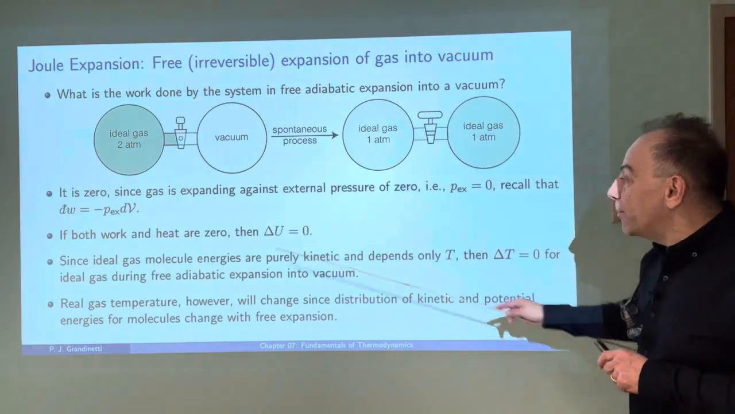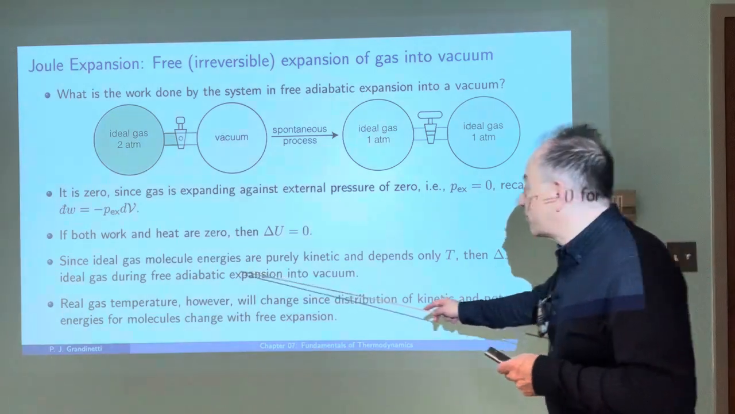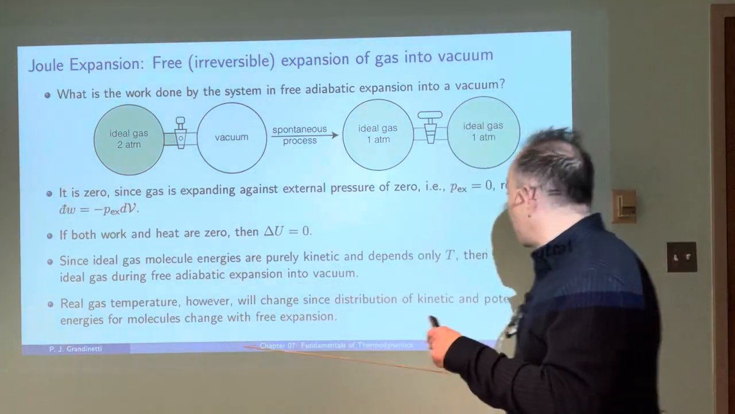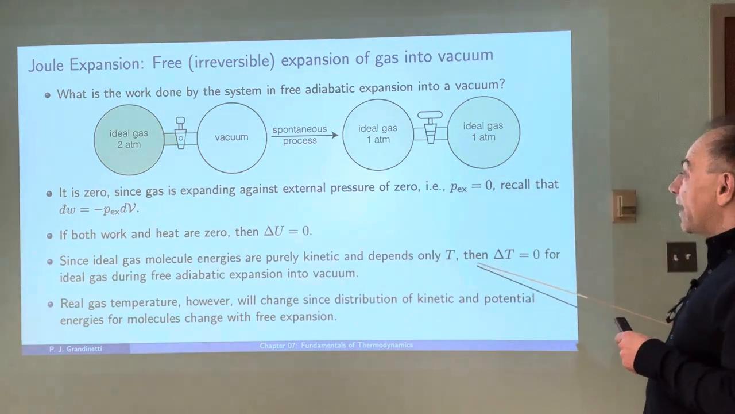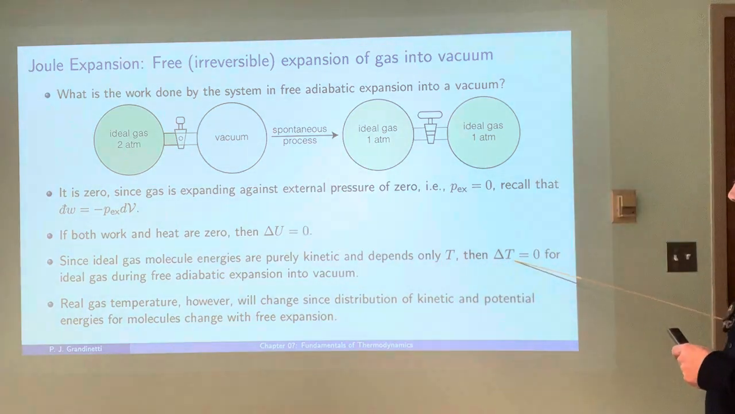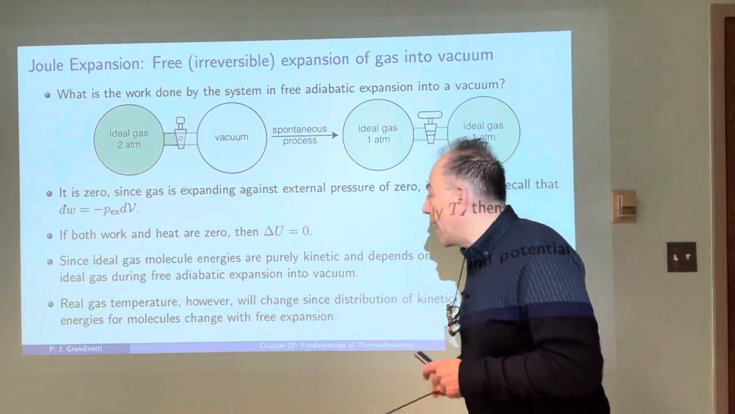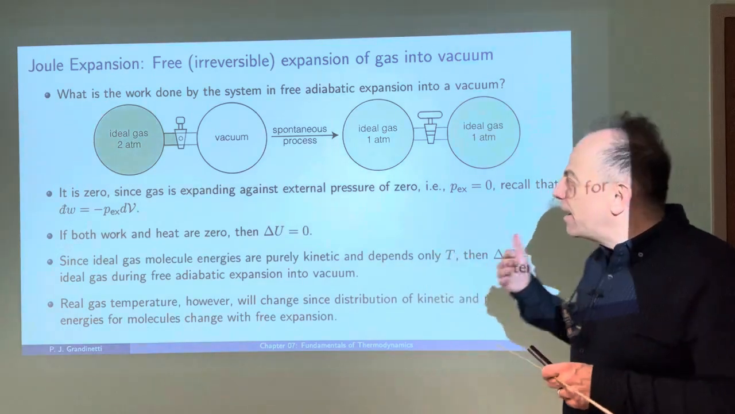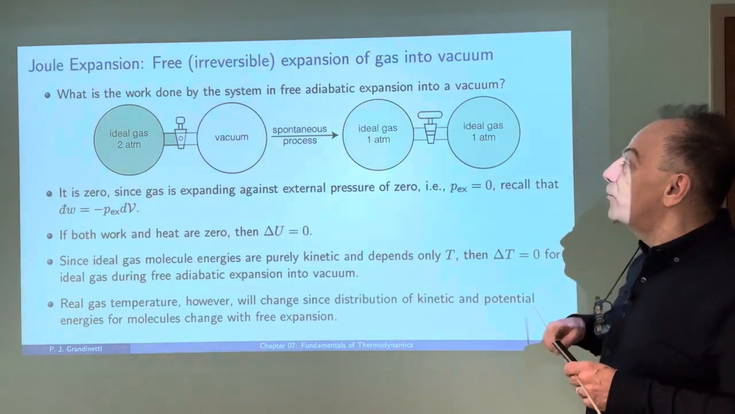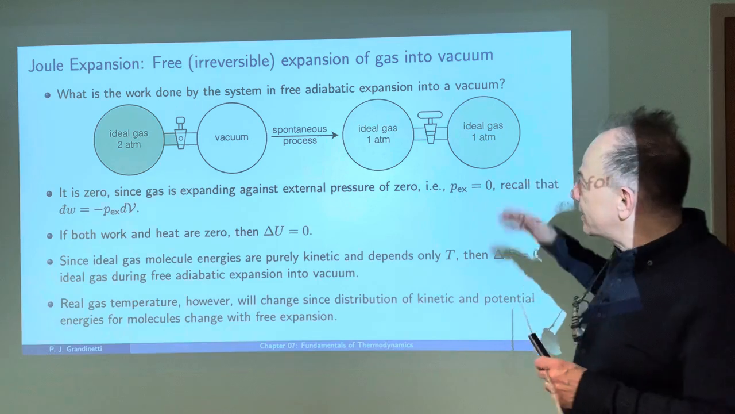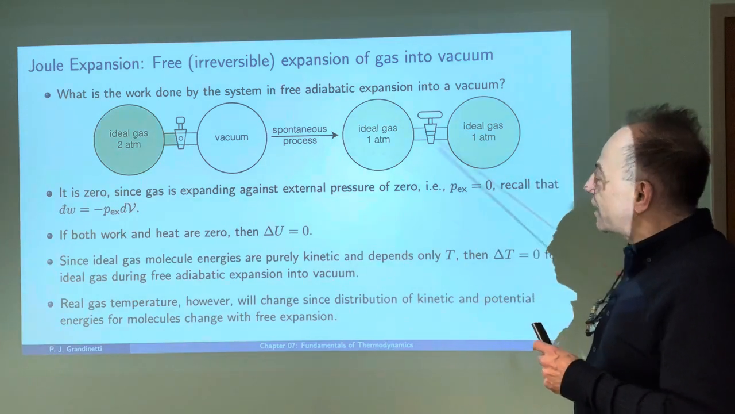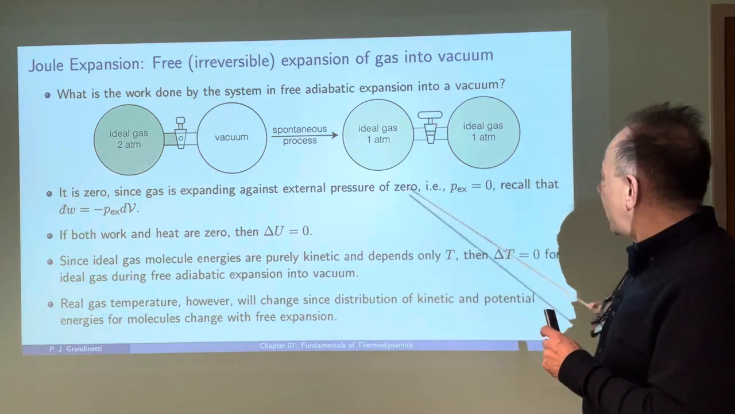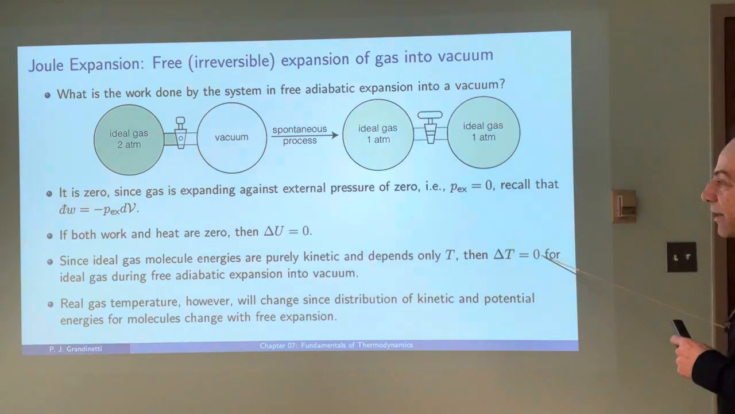And remember, for an ideal gas, the molecules' energies are purely kinetic. There's no potential energy because there are no interactions between ideal gas molecules, and it depends only on temperature. So that means that if delta U is 0, then delta T is also 0 for the ideal gas during the free expansion into a vacuum. All right? This might be a result that confuses you at first, but think about this carefully and you can see that all of these conclusions make sense for this Joule expansion experiment. So for an ideal gas, the bottom line is that the temperature doesn't change.